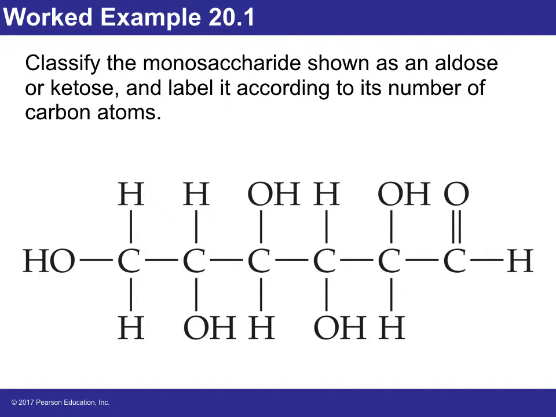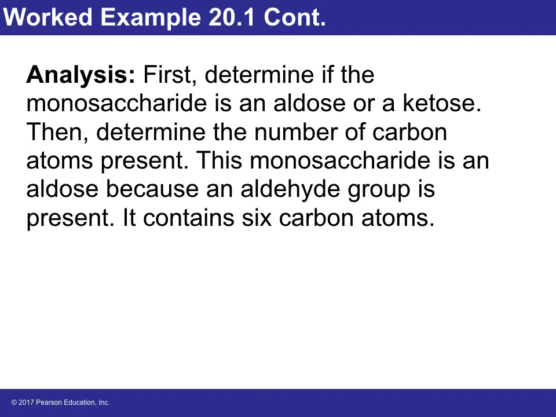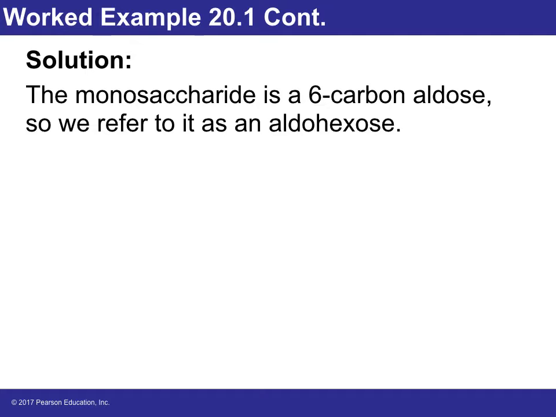Look at how many carbon atoms you have: 1, 2, 3, 4, 5, 6. So you can go right there and you can actually determine which type of molecule it is. So that will be here a 6 carbon aldose, so this is an aldohexose.